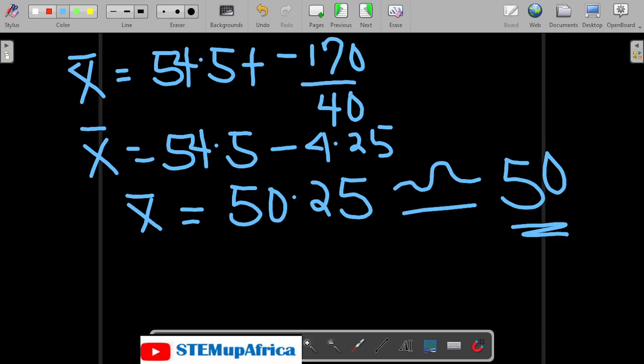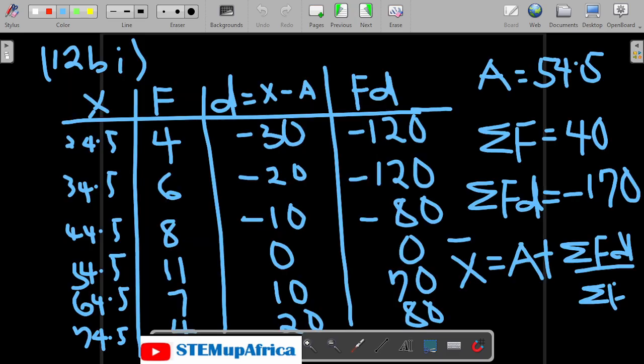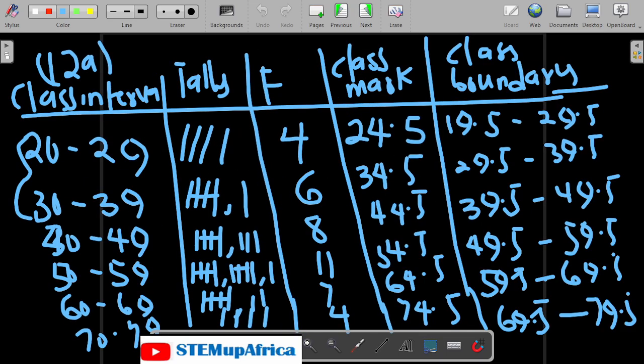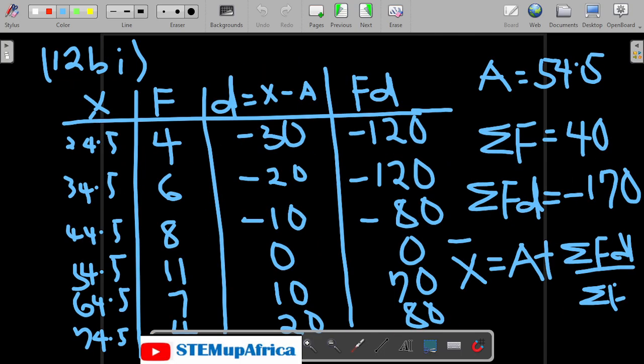Then we are also asked to find, let's check the next question, the standard deviation of the distribution. That is B, Roman 2. We need to find the standard deviation of the distribution. That means I will need D square. So let's create a table for D square and FD square. I just need my D and the F.